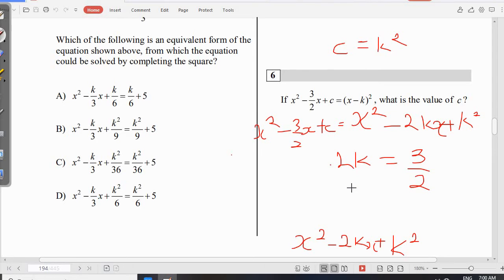So if 2k is equal to 3 over 2, carry 2 to the other side, you have k is equal to 3 over 2 times 2. You multiply by 2, cut, and then you have k equal to 3. Now, since k is equal to 3, you can drop it here. c equal to k squared, which is 3 squared, which is 9. So I've gotten c as 9. Now let's clear this up and proceed to the next one.